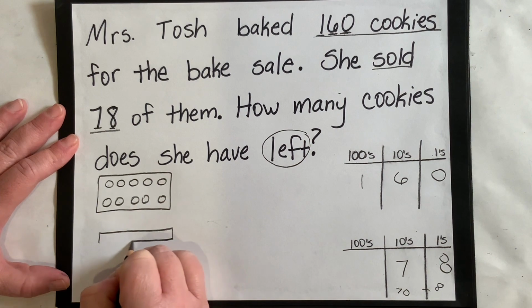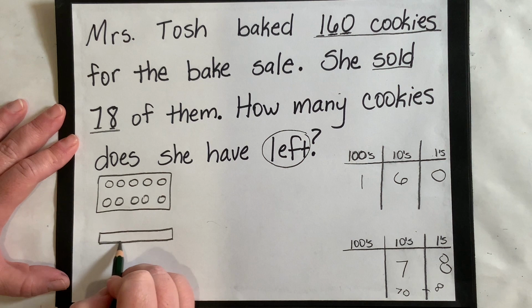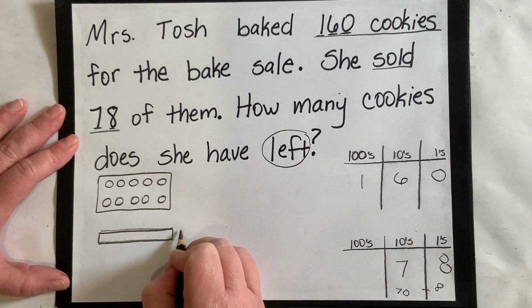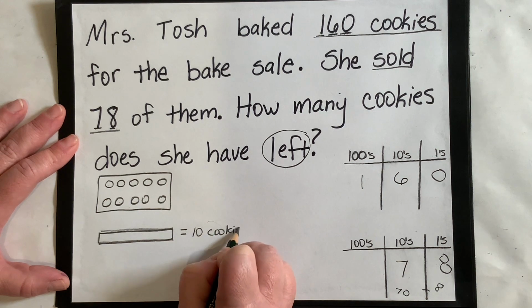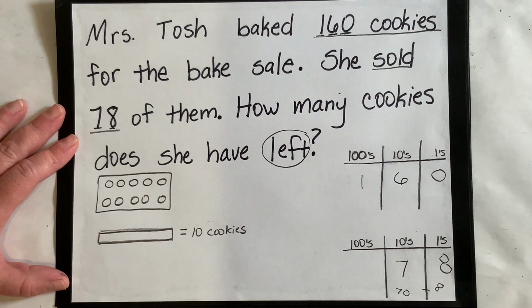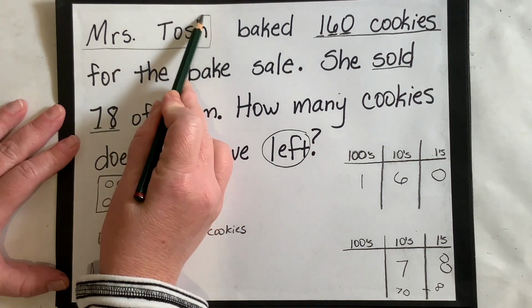So instead of drawing every single cookie that goes on a pan, if we just draw a pan, that would represent how many cookies? 10 cookies. That's going to be our shortcut to helping us draw this word problem. Now, keep in mind, I said we're going to draw a narrative, right? Who is the character? Because a narrative has a character, a setting, and the events. Who's the character? Mrs. Tosh, right?